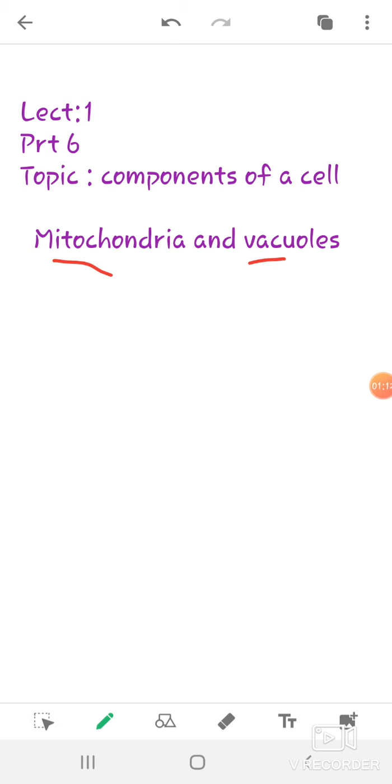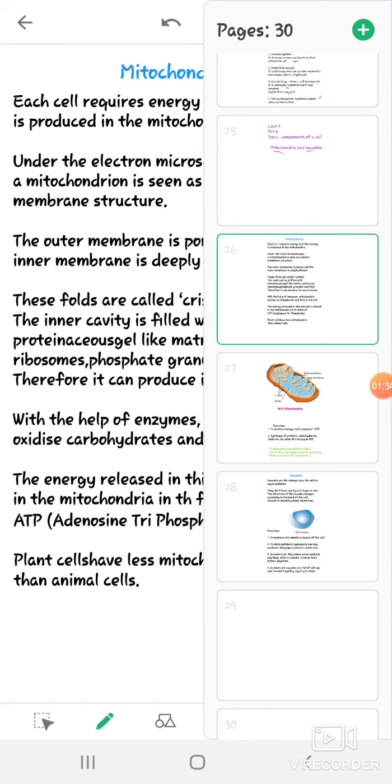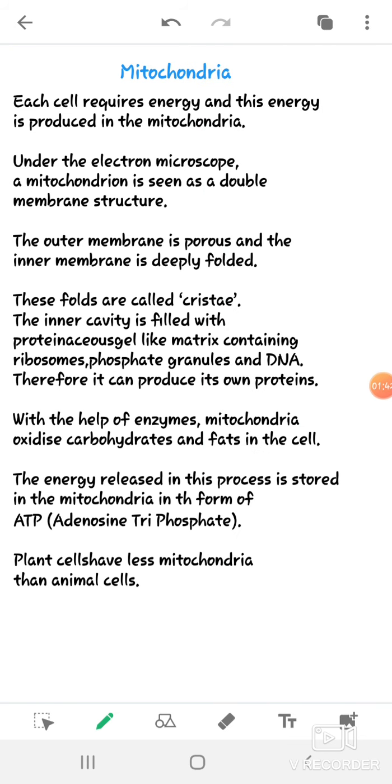Energy आती कहाँ से और कहाँ से produce होती है? So in our living organisms' body, there is a particular component or organelle present inside the cell, in both plants and animal cells, that helps in the production of energy, because each cell requires energy. This energy is produced in a special type of organelle of a cell that is called the mitochondria.